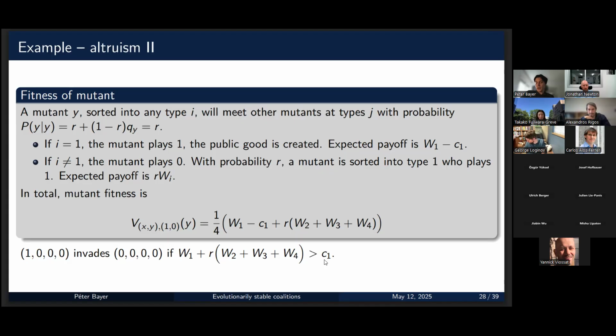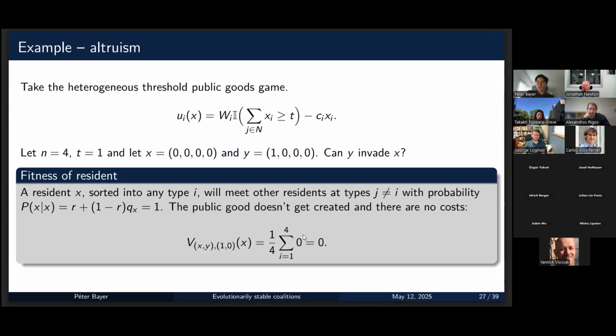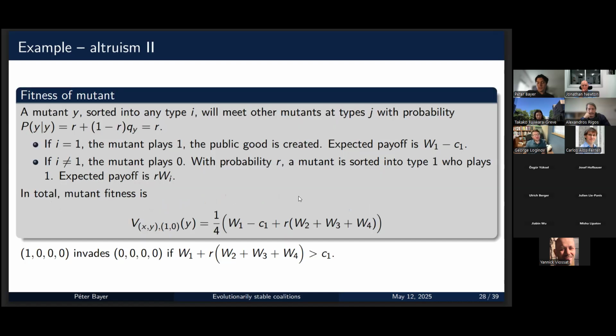Right? This is how altruism ends up being relevant, because I don't care about just the comparison W1, C1. I also care about how my co-players get affected by my action. Okay, this is a simple case simply because T was 1, and we didn't really talk about coalitional actions yet, but this already demonstrates how we calculate fitnesses.